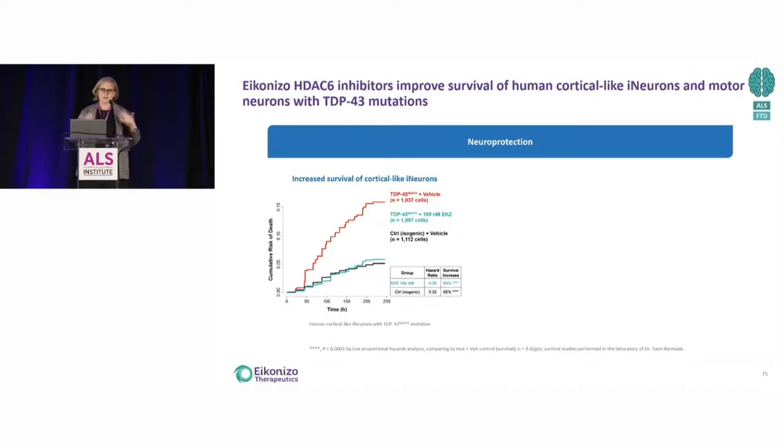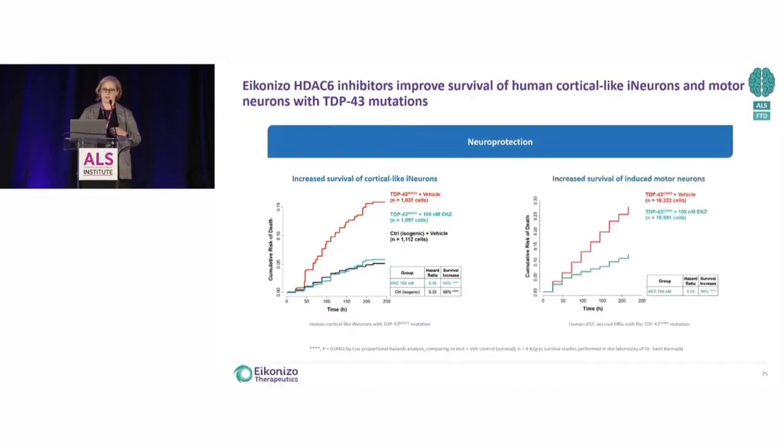These are studies, longitudinal fluorescence imaging of survival that was performed in collaboration with Dr. Sami Barmada. In this system, we're looking at the survival of cortical-like eye neurons. These are bearing the TDP43 M337V mutation. You could see that in red, there's an increased cumulative risk of death relative to the isogenic control in black. And our HDAC6 inhibitor treatment completely restored the survival of the mutant neurons back to control levels.